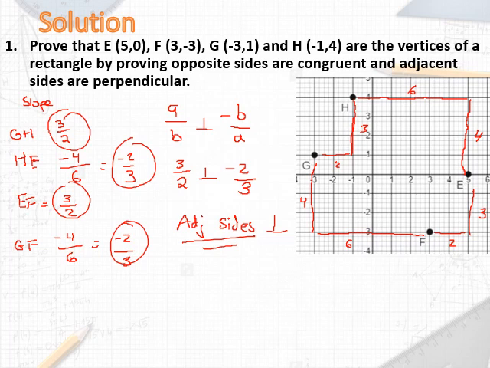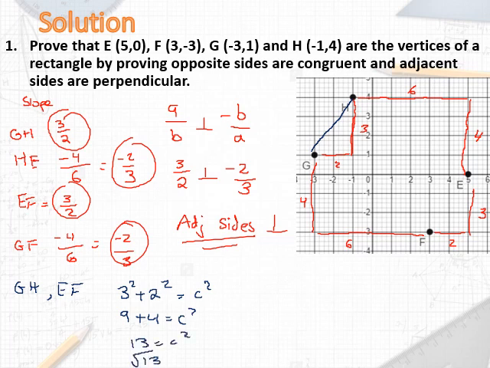Second part was to show that the opposite sides were congruent. So we've got the numbers here to do Pythagoras' theorem, so we've got our triangle set up. So if I want to do GH, it's going to be 2 and 3 are the sides of my triangle. So GH and technically EF, we can do these at the same time. So we got 3 squared plus 2 squared is equal to C squared. 9 plus 4. So that's going to be 13. And square root of 13 is going to be my side length for GH and EF.